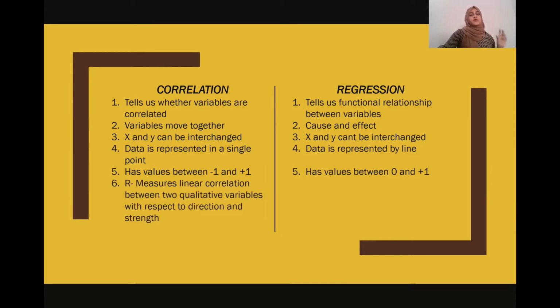And R, the correlation coefficient, measures linear correlation between two quantitative variables with respect to direction and strength. For regression, we use R squared. So we square the correlation coefficient, and this tells us how well the regression line predicts actual values.